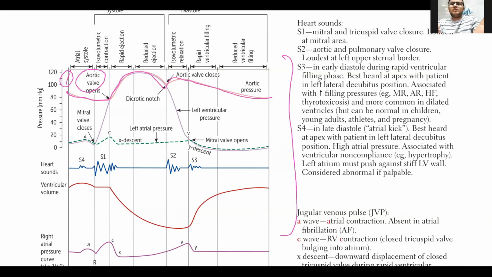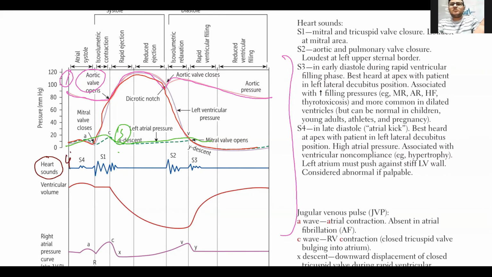Number two, we will also discuss the changes in the left ventricular pressure. This is the left ventricular pressure curve. Next, we will discuss the jugular venous pulsation, JVP. And we will also discuss the left atrial pressure. This is the left atrial pressure, this green. That is 1, 2, 3.